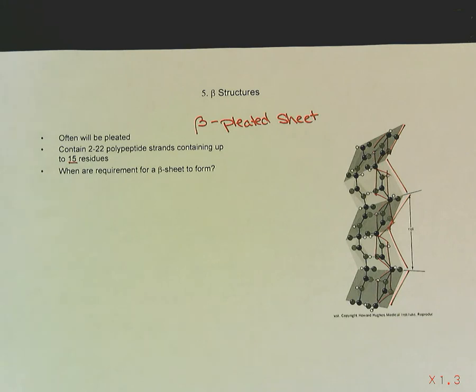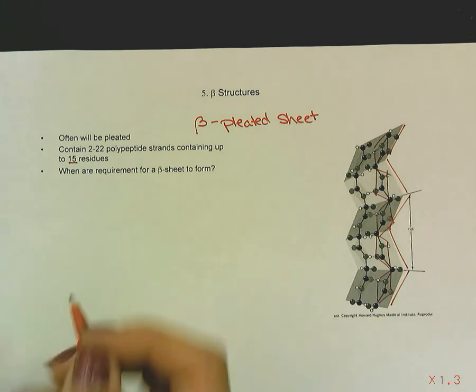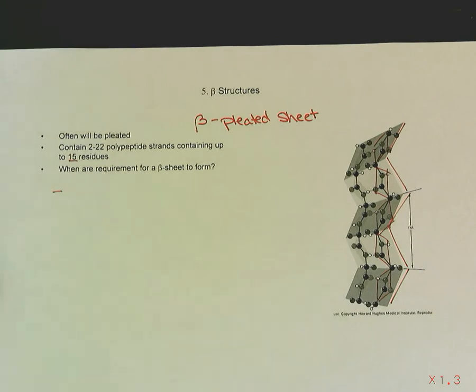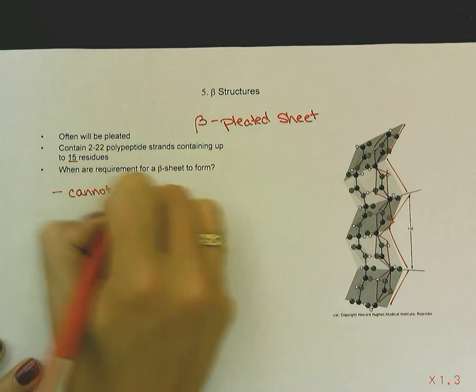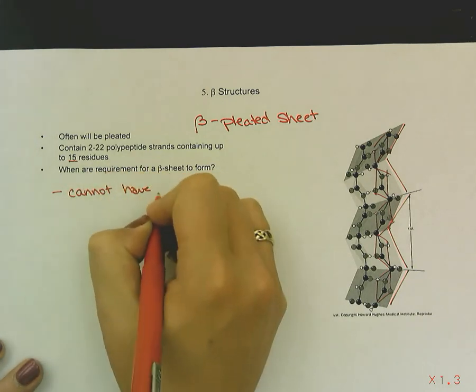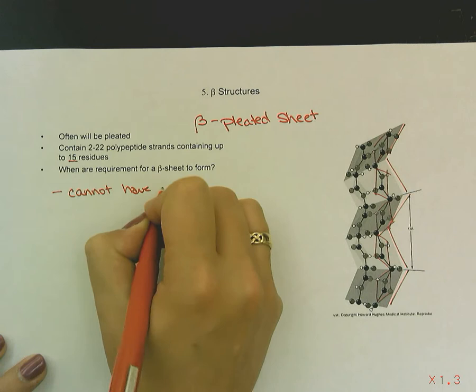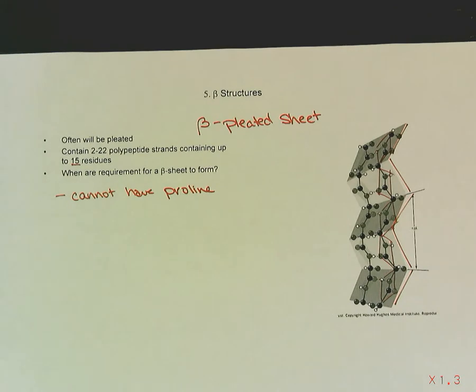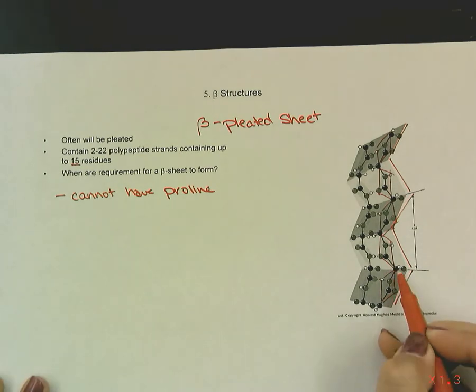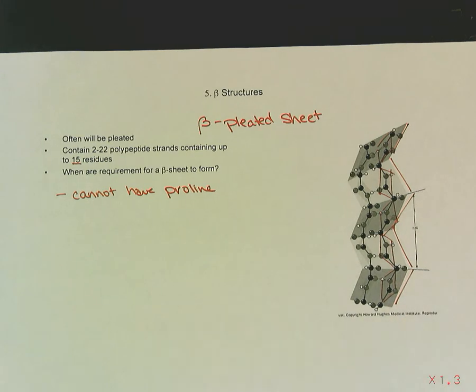So what are some requirements for the beta sheet to form? What is our exception amino acid to everything we've talked about? Proline. Proline cannot make a beta pleated sheet. Proline causes trouble. We will use proline eventually, but just not for these kind of structures. Because again, proline would have the R group kind of make a ring over to this side, which would then throw off the trans conformation.